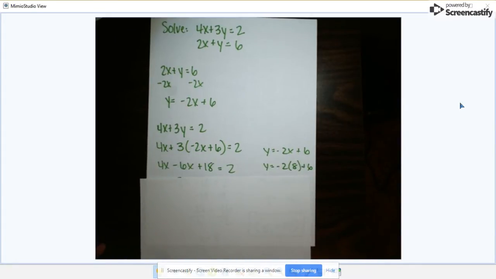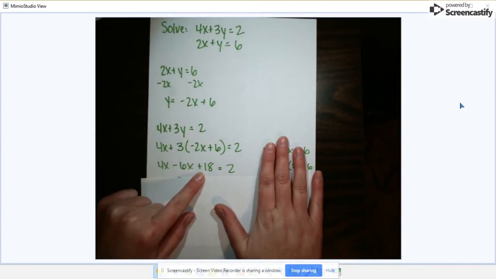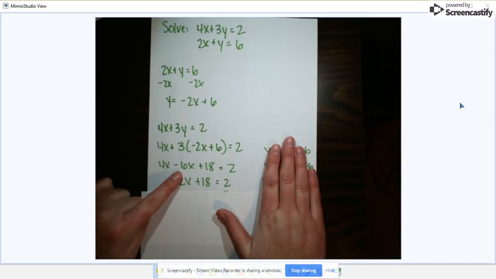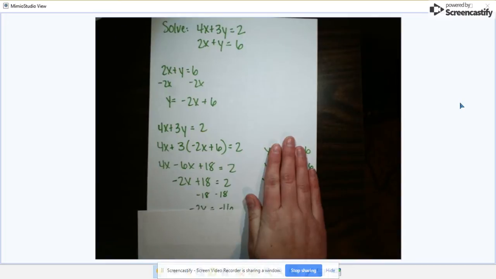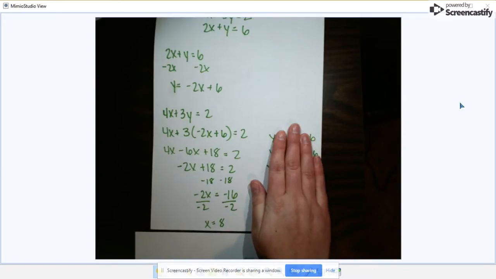Here, I'm going to distribute. So I get a negative 6x and a plus 18. Then I'm going to combine my like terms. So 4x minus 6x gives me a negative 2x. Now I want to get x alone, so I subtract 18. That gives me a negative 16. So I divide by negative 2, which gives me x equals positive 8. So we are now done with step 3.